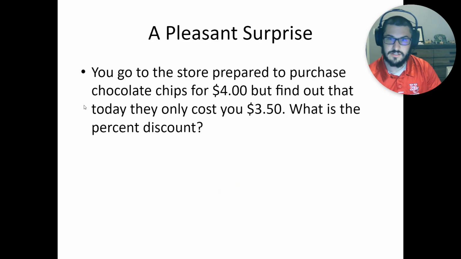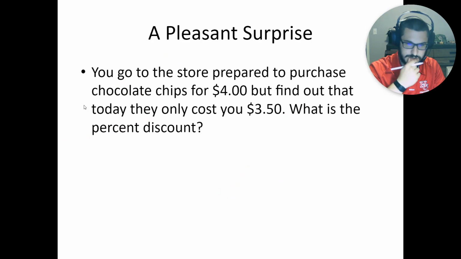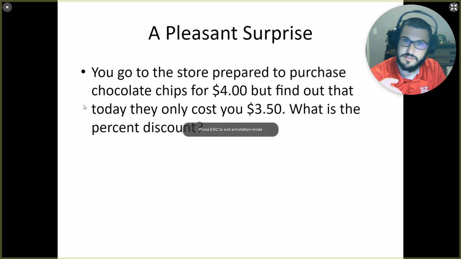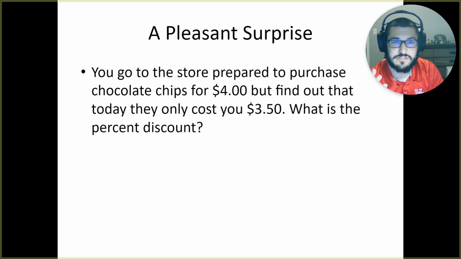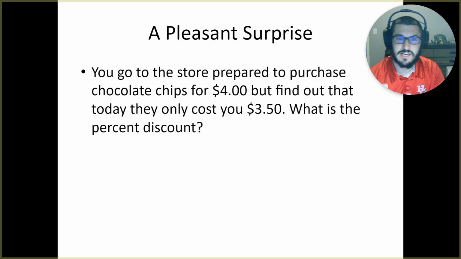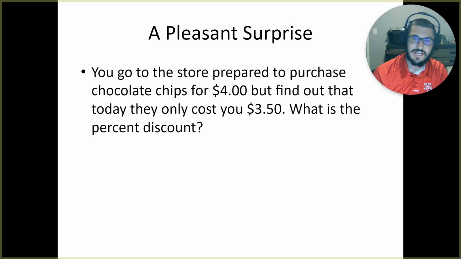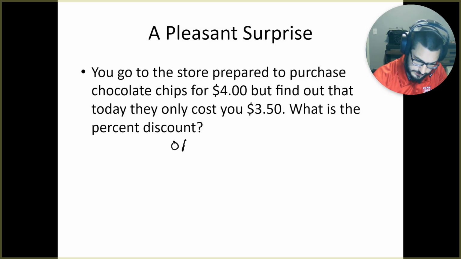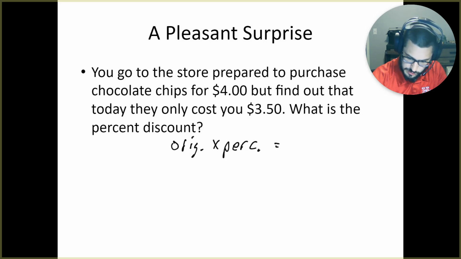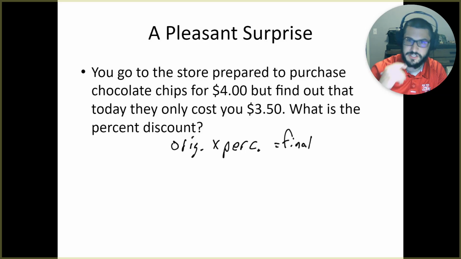Then we've got one last one. You go to a store prepared to buy some chips for $4. It ended up costing you $3.50. What's the percent discount? So again, original times percent equals final. Go ahead and try that one. Pause the video.